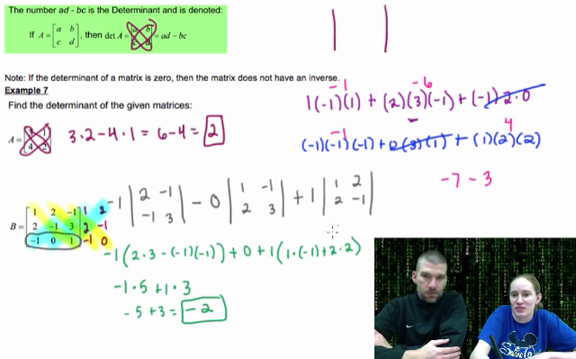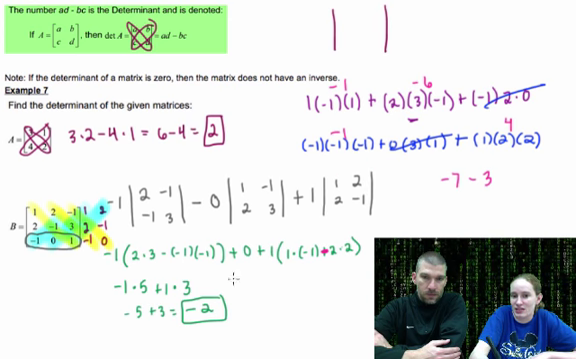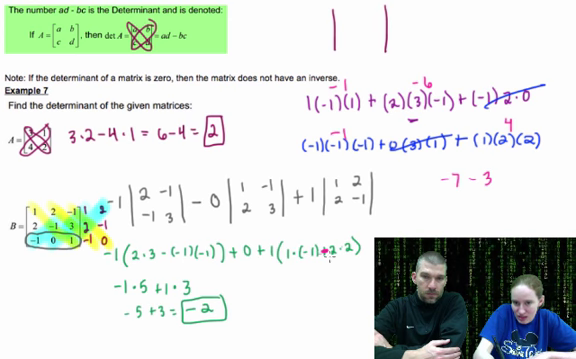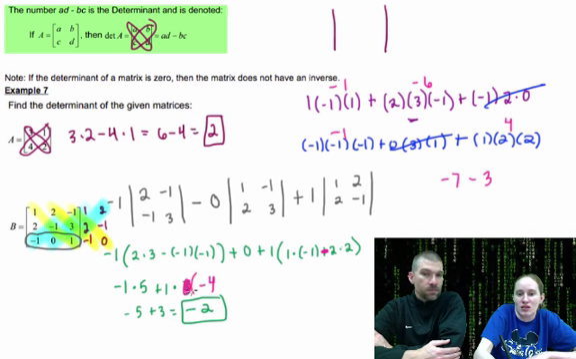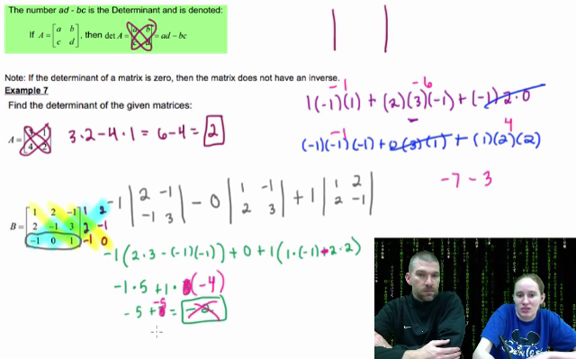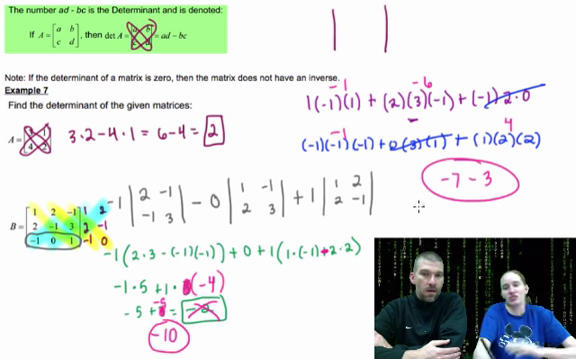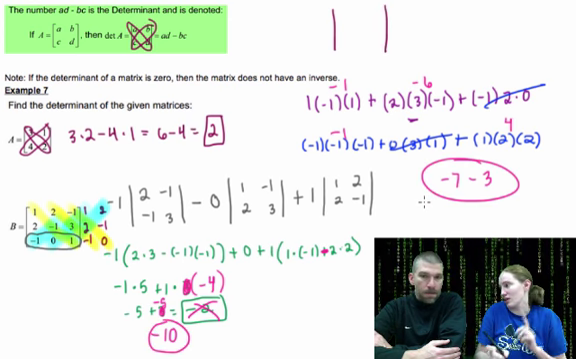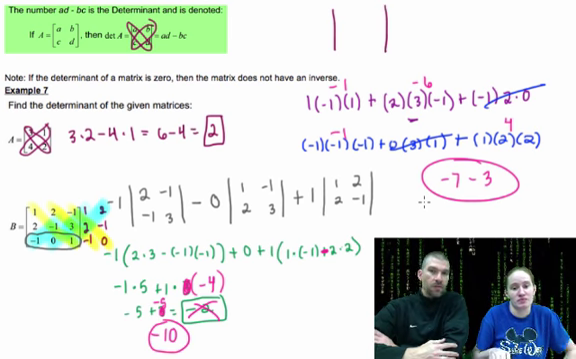I didn't subtract here. I did 1 times -1, and I had a plus sign, but it's -2 times 2. So that should be -1 minus 4, which is -5, which gives us -10. There we go. Now we match. So pick which way you like better. There are pros and cons both ways. Just whatever way you feel most comfortable.